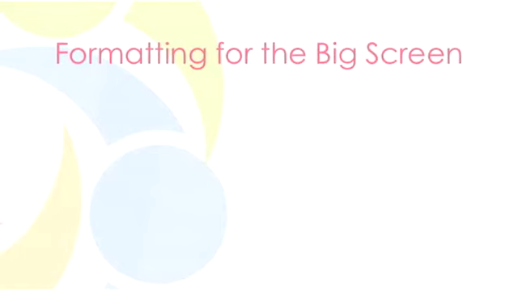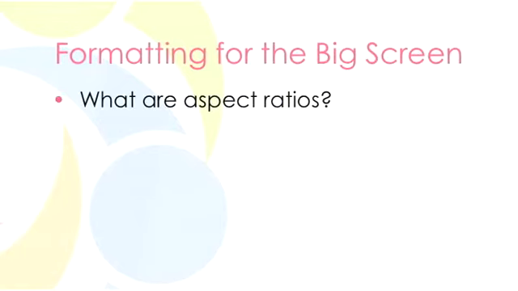The first of which is formatting properly for the screen. And when we do that, we're talking about aspect ratios. How many people in the room know what an aspect ratio is? You're pretty good, pretty good. All right, about 80%. That's not bad. That's actually really good. Aspect ratio is the shape of the screen.